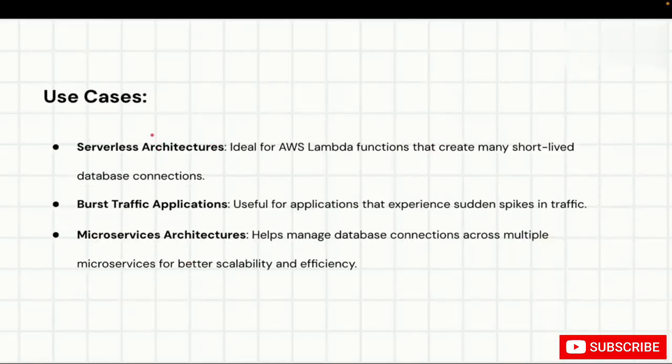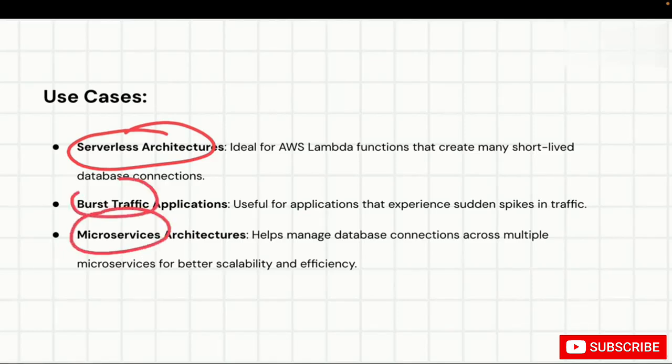Now, the major use cases, as I told, are serverless applications, microservices, and applications that may have bursty traffic. Serverless applications like AWS Lambda are short-lived because the maximum time period of AWS Lambda is only 15 minutes. So that can be used to create short-lived database connections. Bursty traffic is useful for applications that experience sudden spikes in traffic, and for microservices, it manages connections across multiple microservices for better scalability and efficiency.